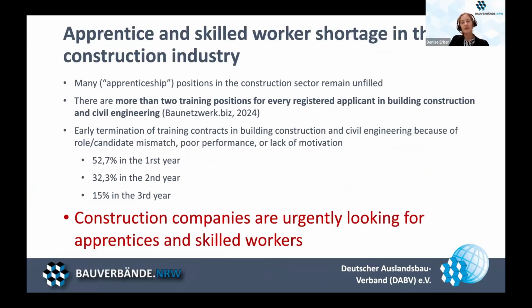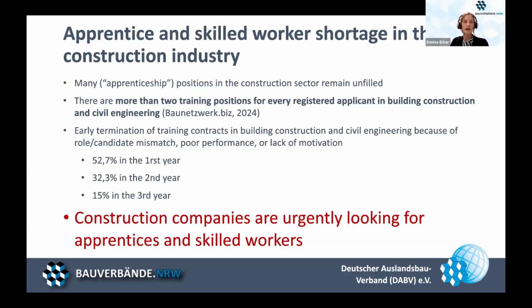Many apprenticeship positions in the construction sector, like I said, remain unfilled. There are more than 2 training positions for every registered applicant in building construction and civil engineering. Early termination is also a hindrance, because training contracts which are actually signed are often terminated before the apprenticeship is finished. For instance, about half of them terminate their contract in the first year, 32% in the second, and 15% in the third.